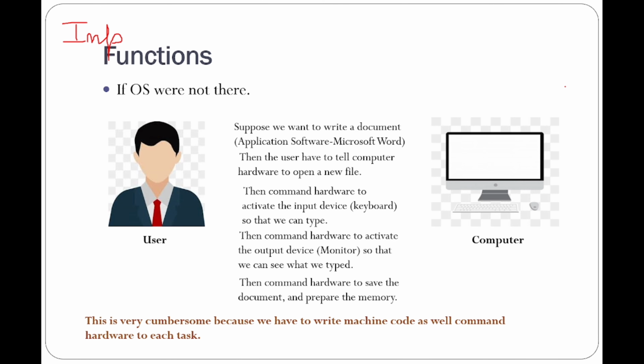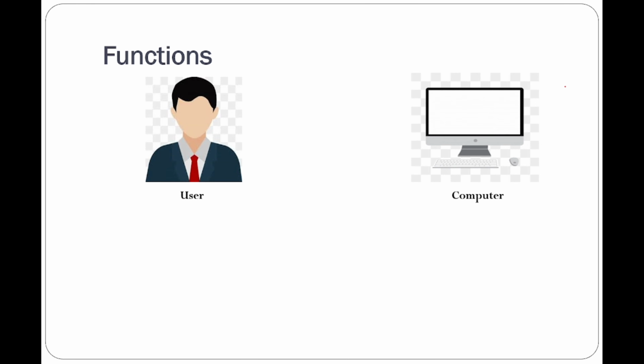Now of course this is very cumbersome because we have to write machine code and commands for this particular thing, and that is very, very difficult and hard to remember, and of course it will also take a lot of time, right? So here is the need of operating system which arises. Now those intermediary commands, to activate the input and the output systems and so on, will be taken care by your operating system, right? So you have the user, you have the computer, but now the operating system will manage all the back-end process, and the user will only be concerned with his work, that is writing the document.